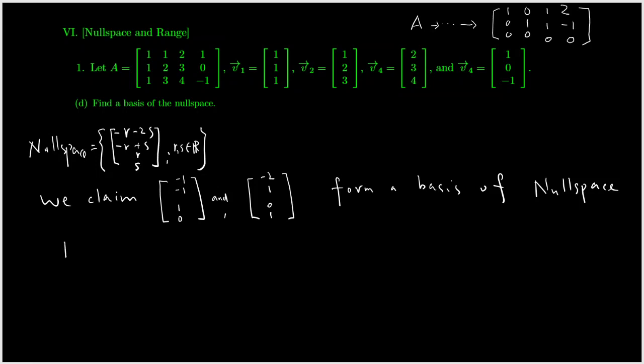Indeed, you recall the two conditions. To say these two vectors from the null space form a basis of the null space, we want to show two things. One thing is every vector in the null space is a linear combination of the two chosen vectors. By that we mean we want to show they span the null space.